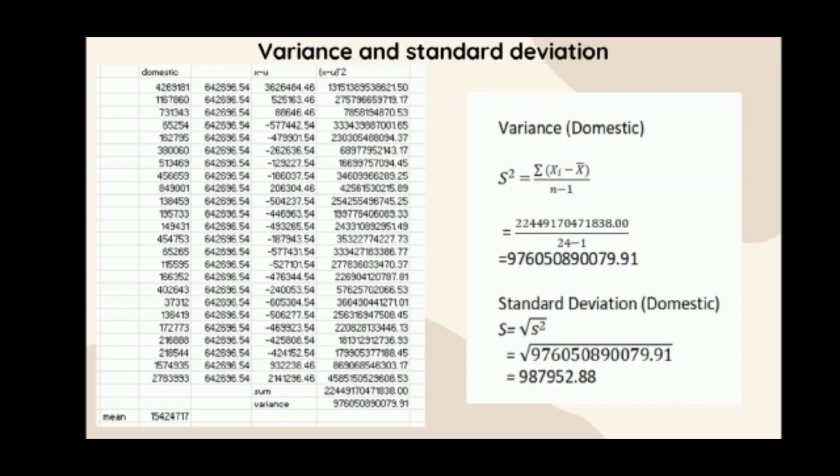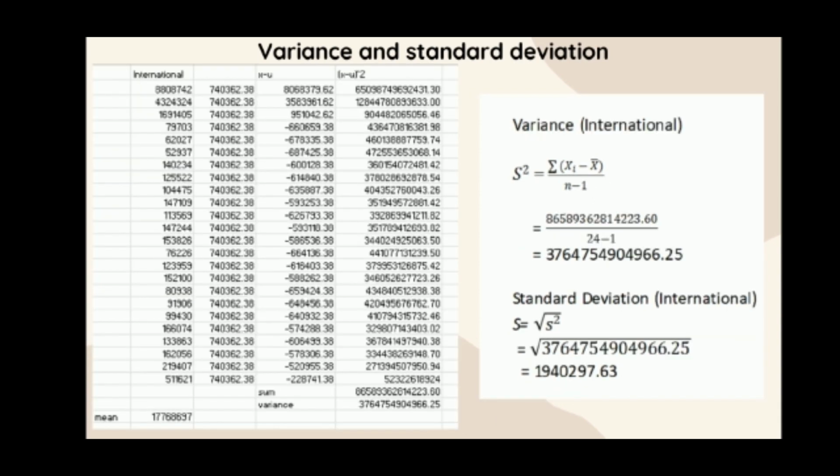Next is variance and standard deviation. The value of variance for domestic airline is 976050 at 90079.91, and the international airline is 376475 for 904960.25. So it means that the international airline is higher than the domestic airline.